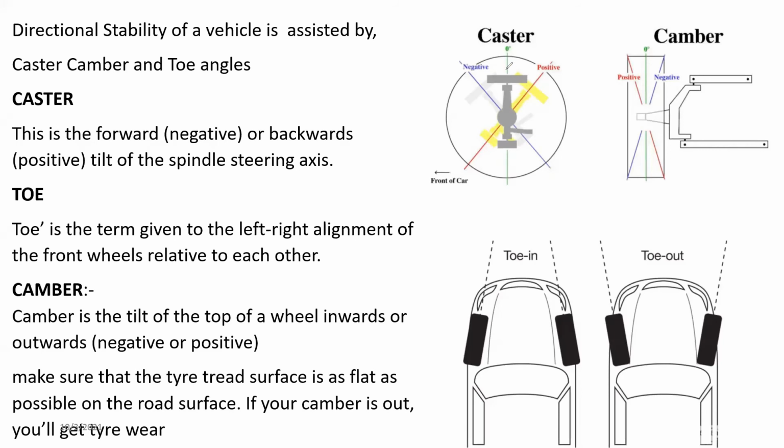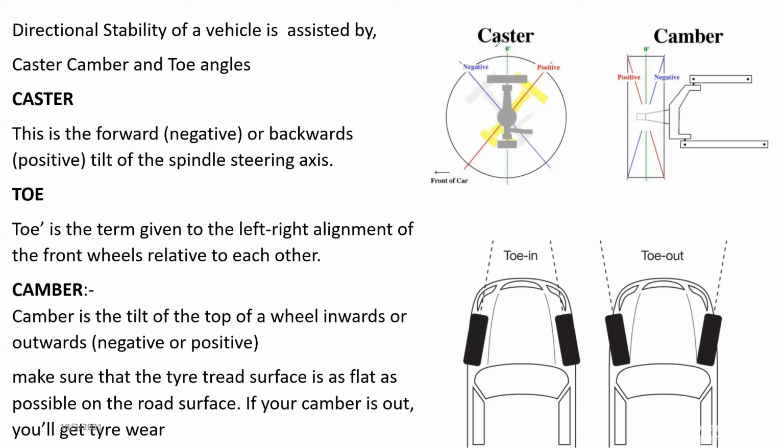The steering knuckle is not always perpendicular to the ground. It could be at an angle like this or that, right? These angles are important because this angle helps the vehicle bring the steering back to front again. If you release your steering wheel, the vehicle will come back to the straight position. That is generated by the caster.